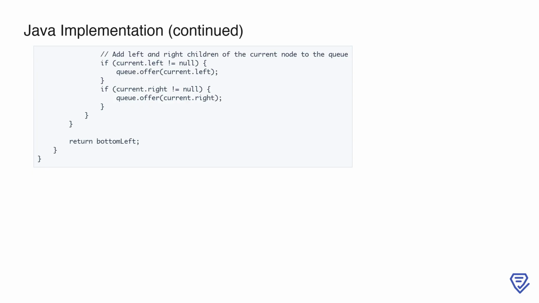Inside the loop, we remove the front node from the queue and examine its children. If the current node has a left child, we add it to the queue. Similarly, if it has a right child, we add that to the queue as well. This ensures that we traverse all nodes level by level, from left to right. Once the queue is empty, the traversal is complete, and the bottomLeft variable holds the value of the leftmost node in the last row. Finally, we return bottomLeft as the result of the method. This approach efficiently finds the desired value using a time complexity of O(n), where n is the number of nodes in the tree, since each node is processed exactly once.